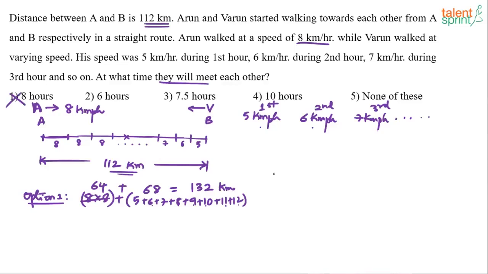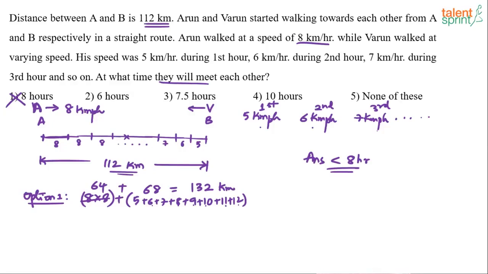Moreover, you also know that the answer has to be less than 8. Answer should be less than 8 hours. Why is it so? Because in 8 hours, they are covering 132. Yes or no? Did we do something? 8, 64. This calculation, did you verify? 5 plus 6 plus 7 plus 8, right? 11, 18, 26, 35, 45, 56 and 68. So answer has to be less than 8 hours. That is for sure.